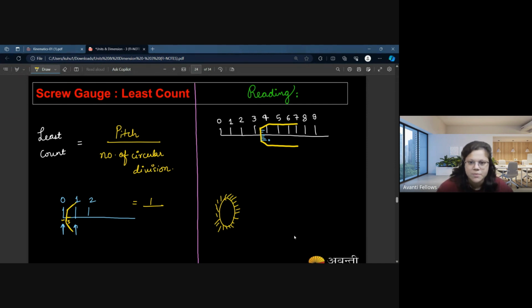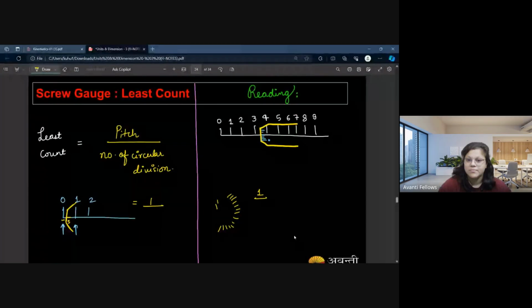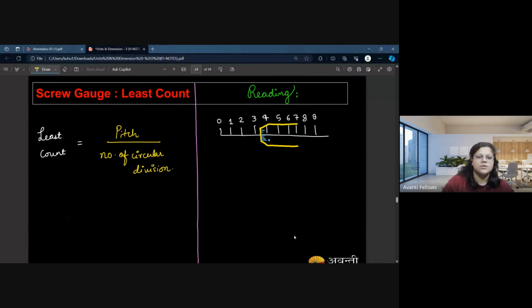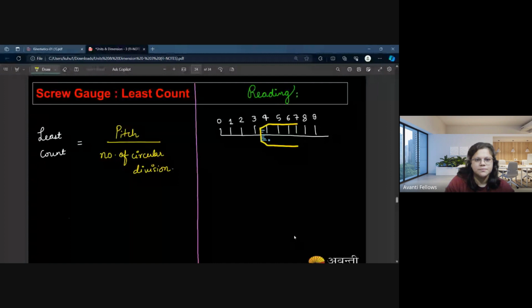Just try to understand what I'm saying. If I want to calculate this thing only, it is 1 upon the number of divisions, right? Yes, ma'am. Sure? That's cool then. So this is the least count of this device: pitch upon number of circular divisions.